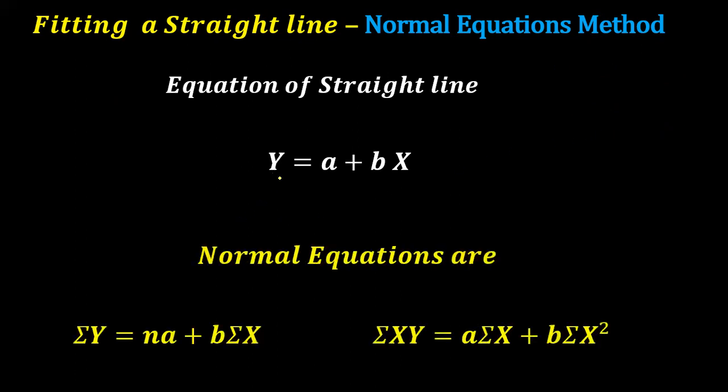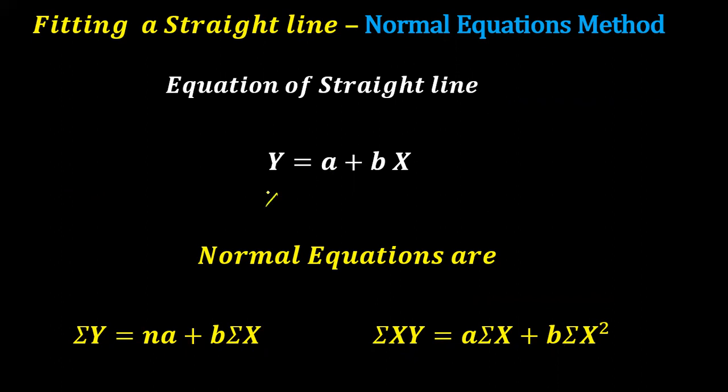Now you see here, A is there and B is there. Very carefully, the normal equation is sigma y. It starts with y. If it starts with x, I should write sigma x. That alone you have to remember, very important. Then sigma y is equal to NA plus B into sigma x, and sigma xy is equal to A sigma x plus B into sigma x square.